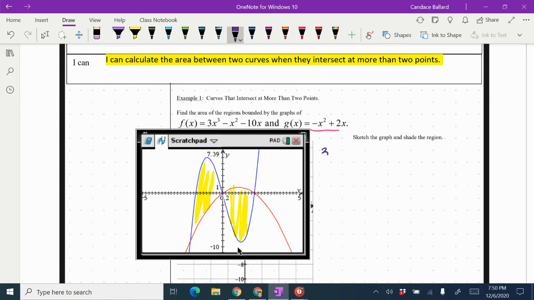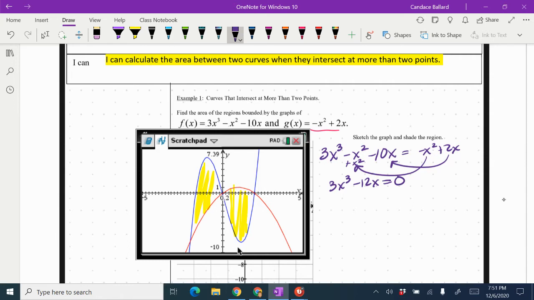So I'm going to set the two equations equal to each other. So we've got 3x cubed minus x squared minus 10x equals negative x squared plus 2x. So we know we got to get it equal to 0 to get it to go anywhere. I'm going to add the x squared over. So when I do that, my x squareds actually cancel. I'm going to subtract the 2x over. So I get 3x cubed minus 12x equals 0.